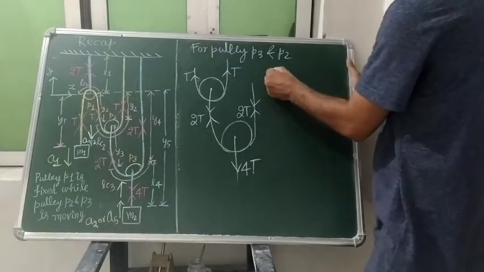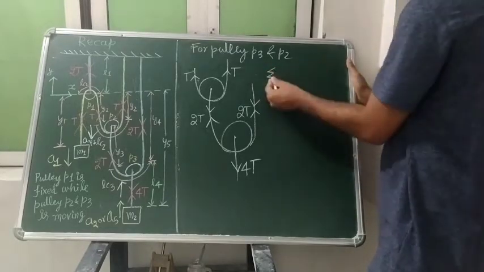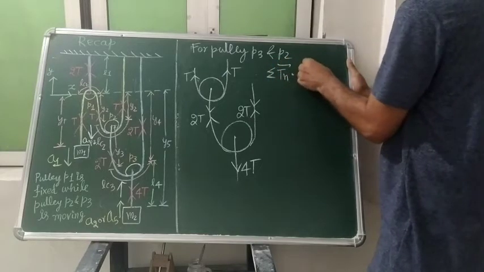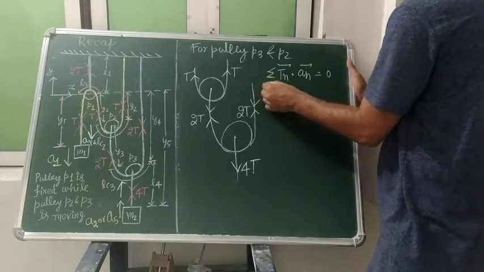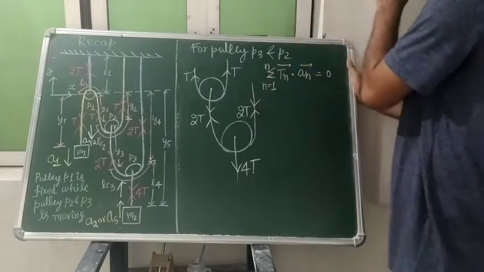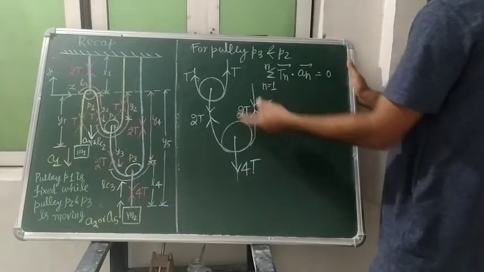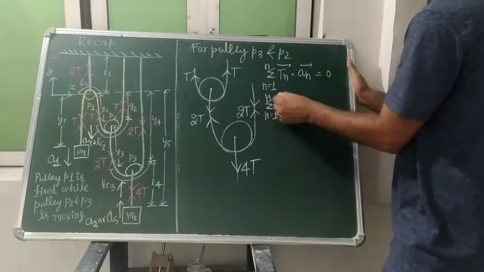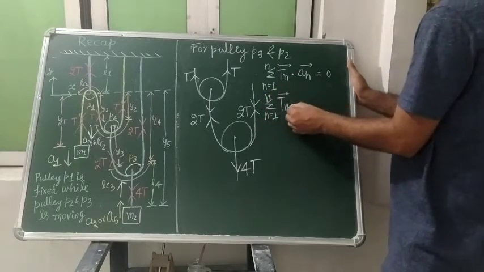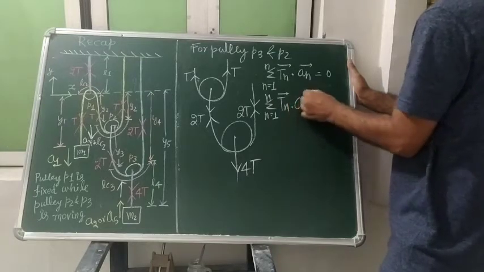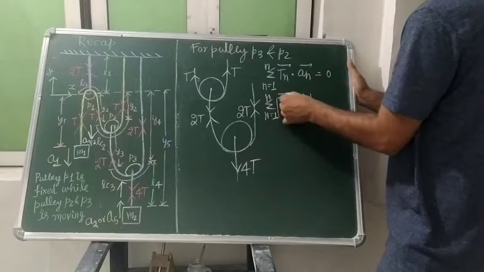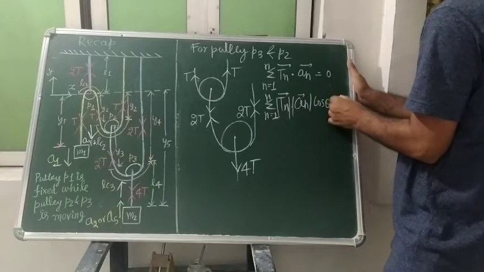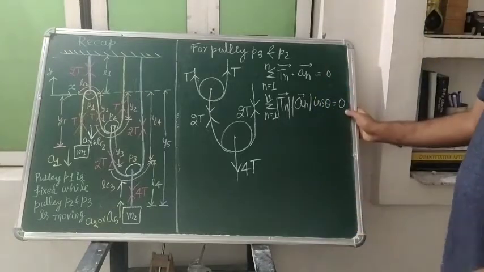Now we will apply the short trick here: the sum of all the dot products of the tension vector and acceleration vector should be equal to 0, where n goes from 1 to n. Here 1 and 2 are present, and this is the general representation, so you can write it in this way. So Tn dot An becomes the multiplication of the magnitude of the tension vector and the An vector times cos theta. Theta represents the angle between the vectors, and that should be equal to 0.